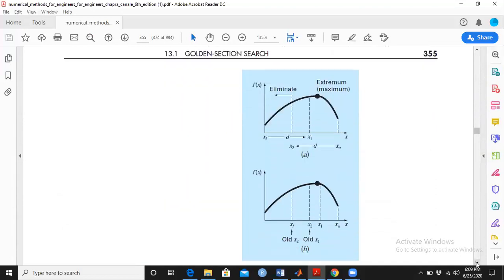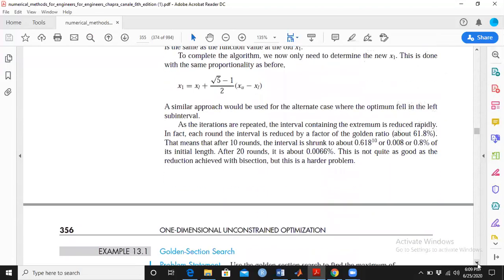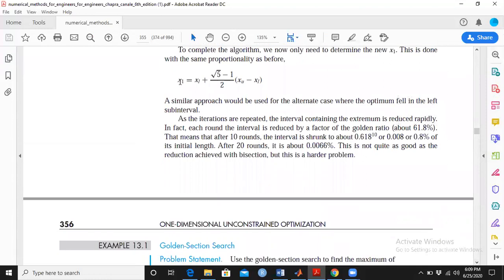So students, in this way, you will eliminate the parts or the subintervals, and you will keep the intervals where you are expecting that the function's maximum value holds. You can see here that we have subdivided the intervals. All right. So you can see that x1 is xl plus (root 5 minus 1) by 2 times (xu minus xl).